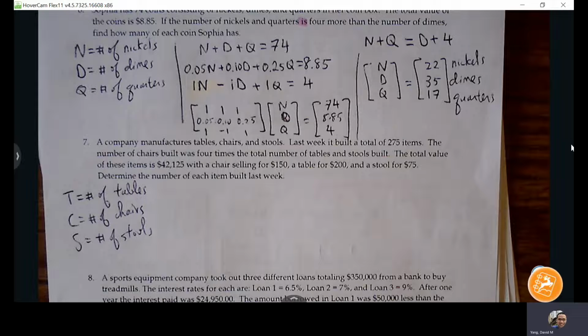Oh, wait, never mind. Minus S. Oh, yeah. You can't like use those four. You can't. It's 4 C's. Total number of tables. So it'll be like this.